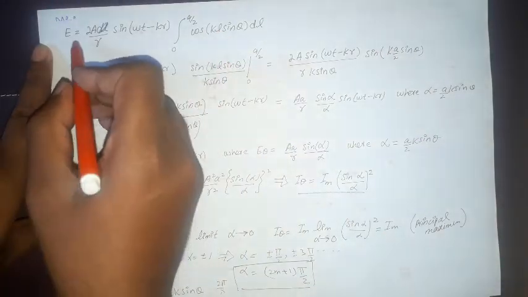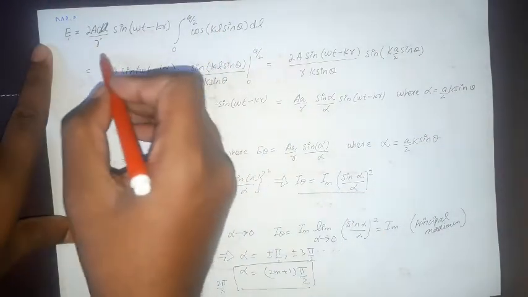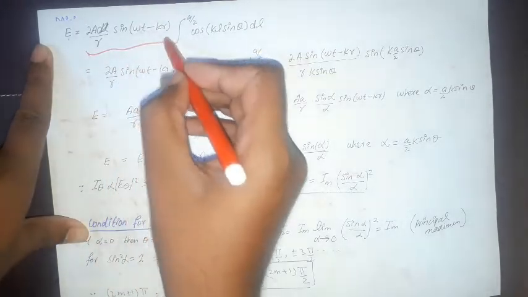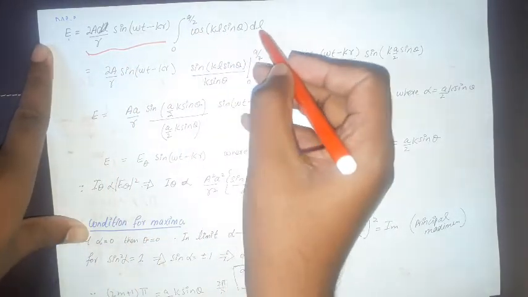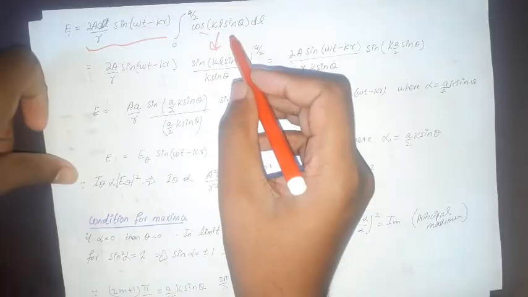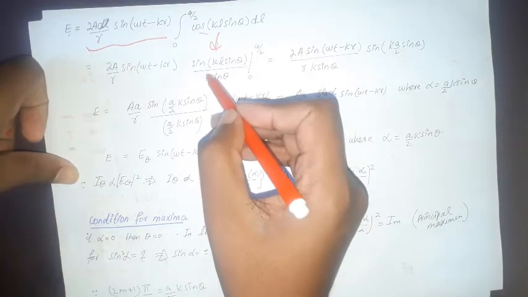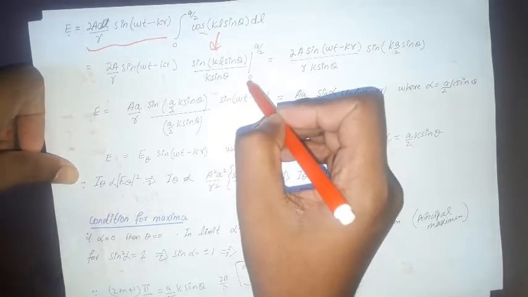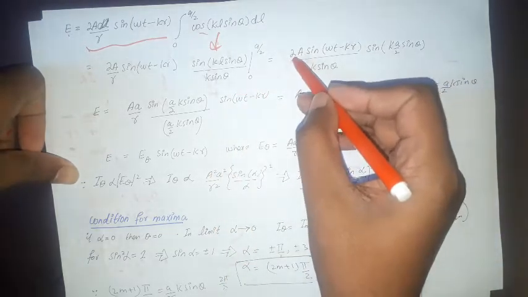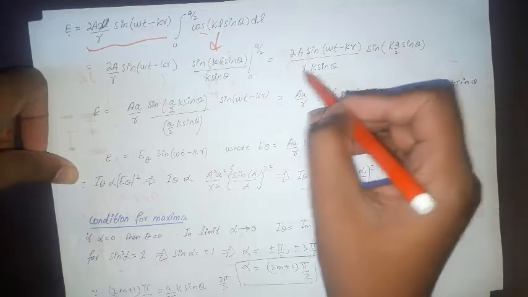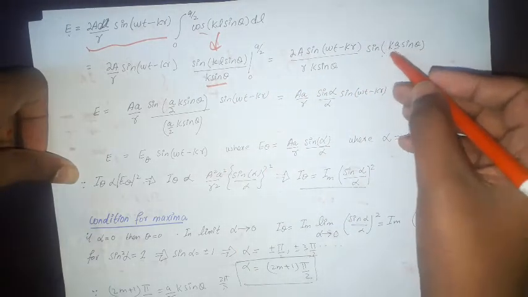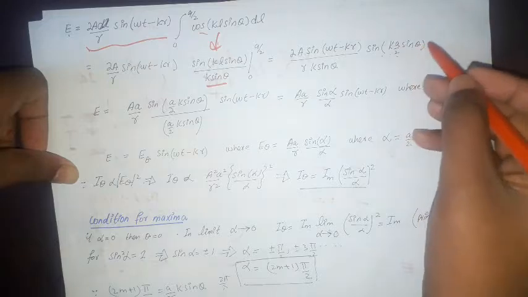All we have to do now is to integrate this. I can rearrange this expression, so E0 as it is, and now 2a by r sine of omega t minus kr, because this is constant, and 0 to a by 2 cos of kl sine theta into dl. Integrating this gives me sine of kl sine theta by k sine theta, from 0 to a by 2. So this gives me 2a sine of omega t minus kr by r as it is, and k sine theta, and sine of ka by 2 sine theta.